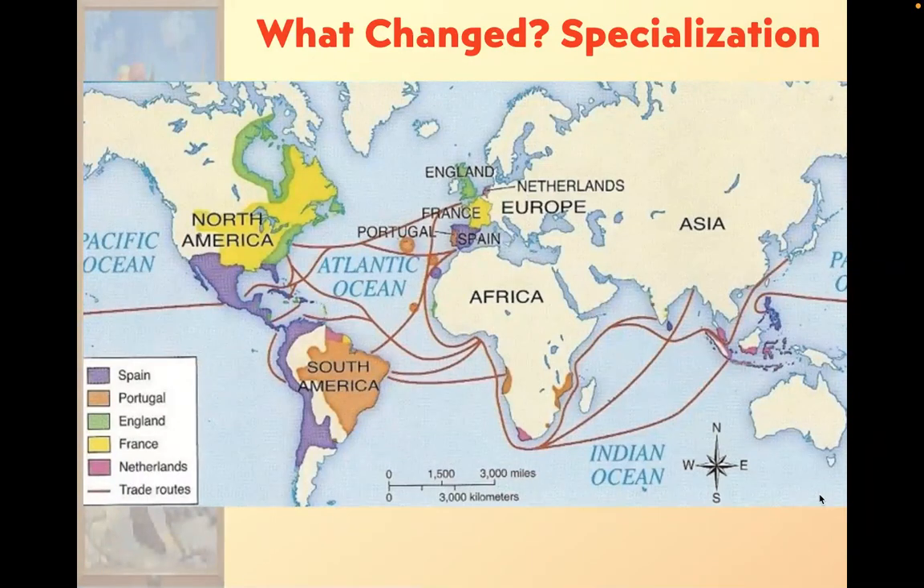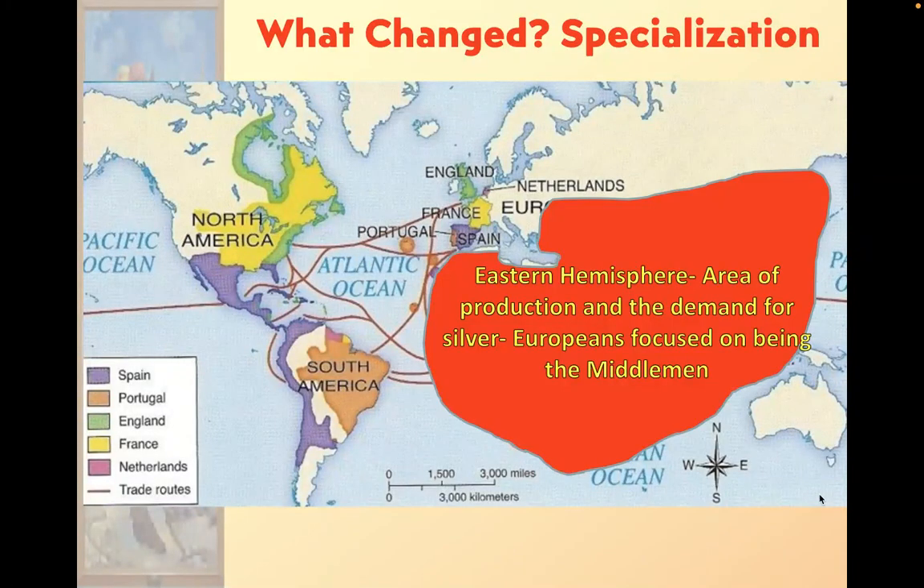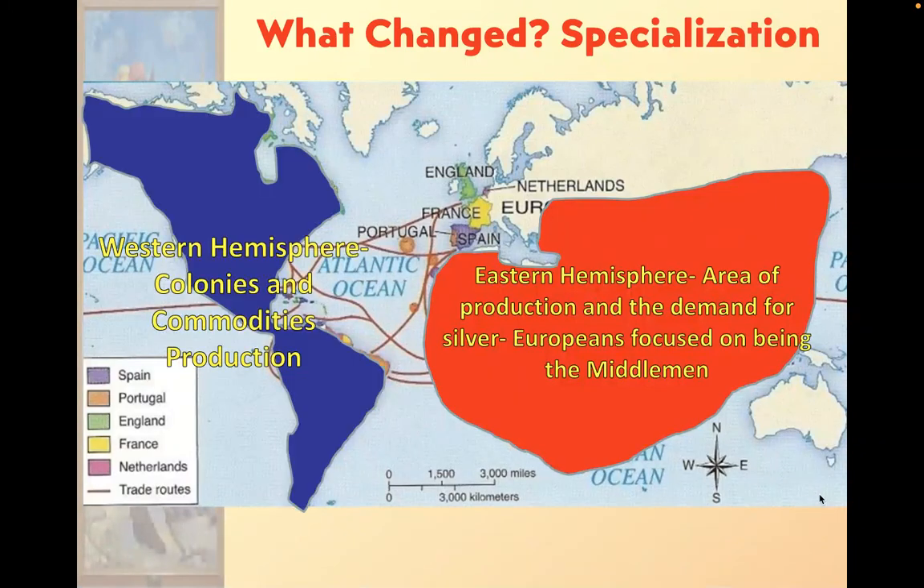And from this, we're talking about specific roles in the world economy. For example, the Eastern Hemisphere became a great area of production for, we can still call them luxury goods, and simply just demanded silver. Here, the Europeans focus on becoming the middlemen. Whereas the Western Hemisphere, well, this really was colonies and commodities production and a little bit of market.